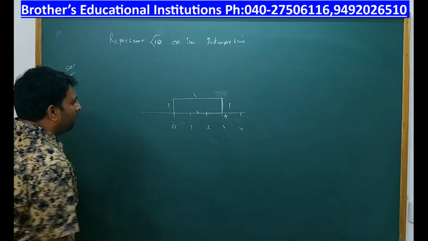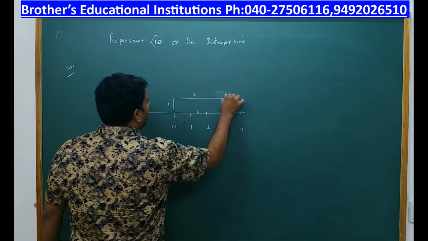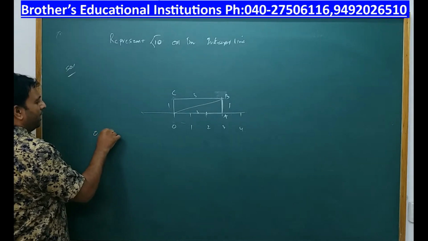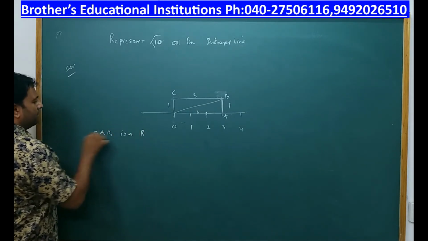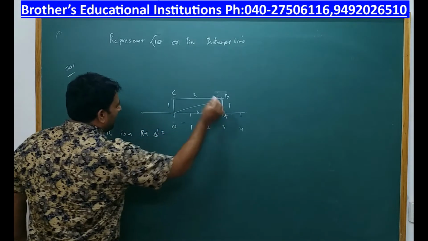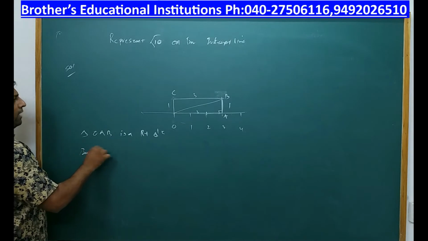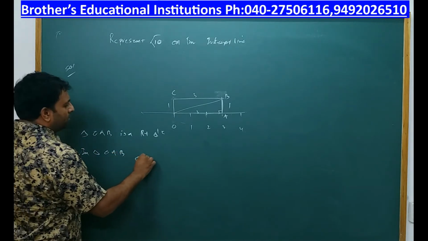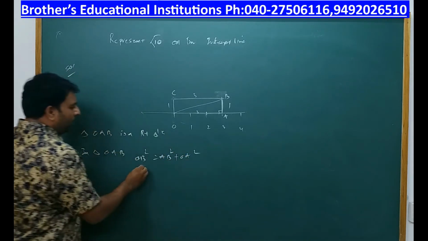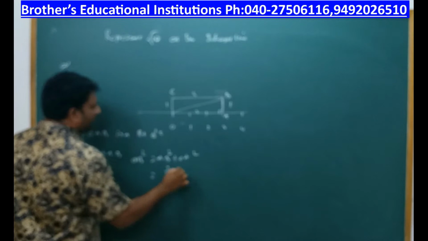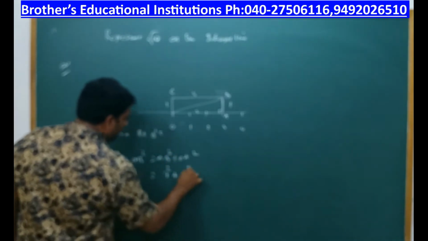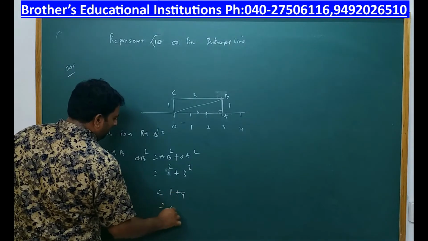Now if I call this OABC and if I join OB, you can say OAB is a right triangle, right? Right triangle at what? A. So in triangle OAB, OB square is equal to AB square plus OA square. What is AB square? 1 square. And what is OA square? 3 square. 1 plus 9 is equal to 10.